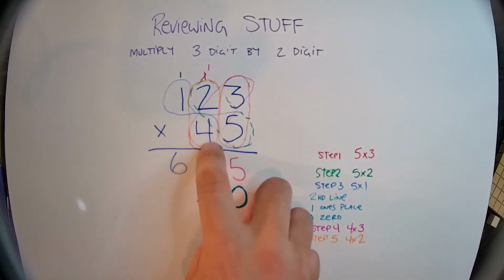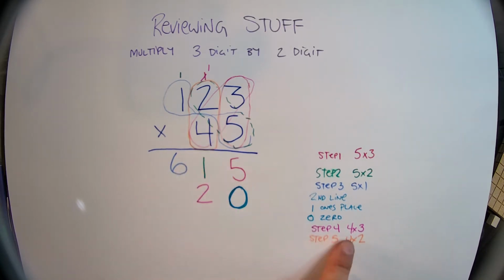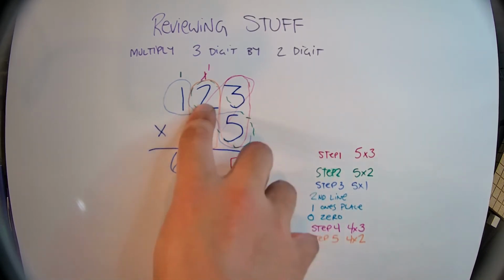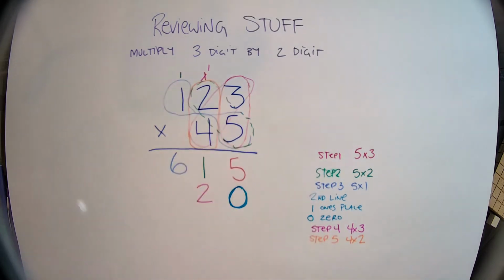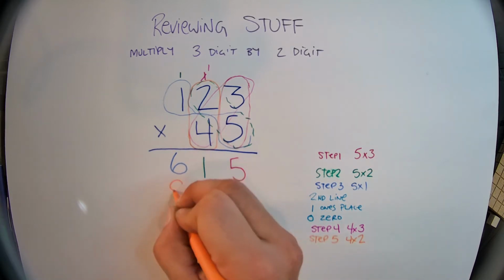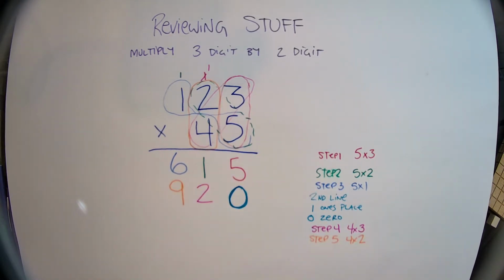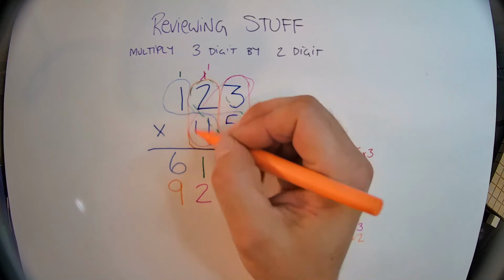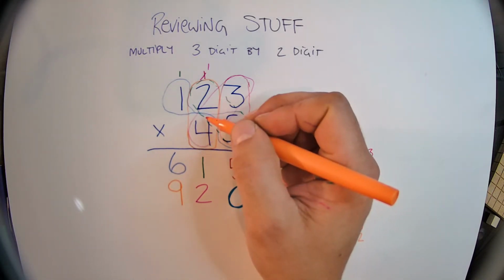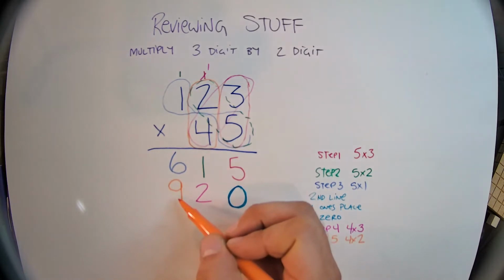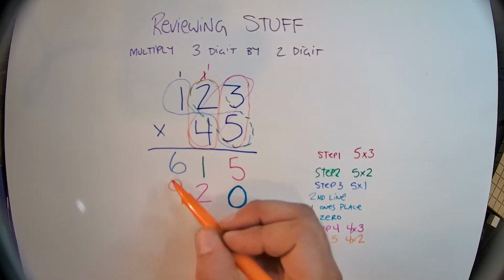All right, now we're going to do step 5, 4 times 2. So 4 times 2 is 8 plus the 1 up there, and that gives you 9. So one of the things that you might be noticing is, okay, well, my 4 times 2 was in the tens place. Why am I getting a 9 over here in the hundreds place?